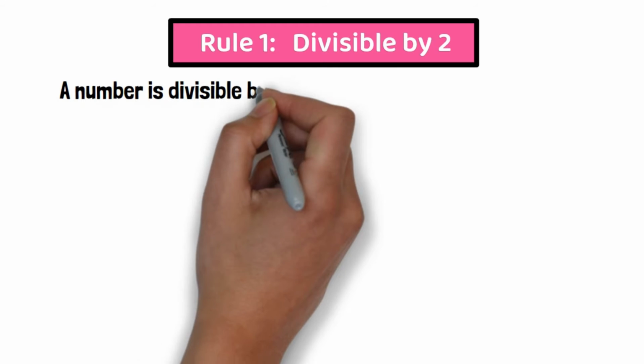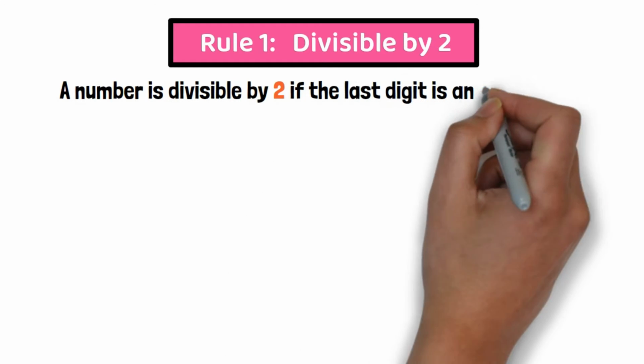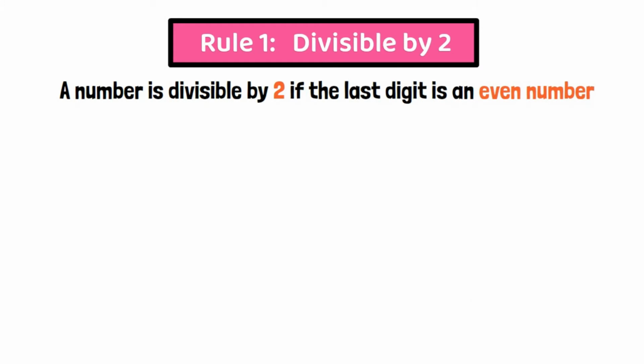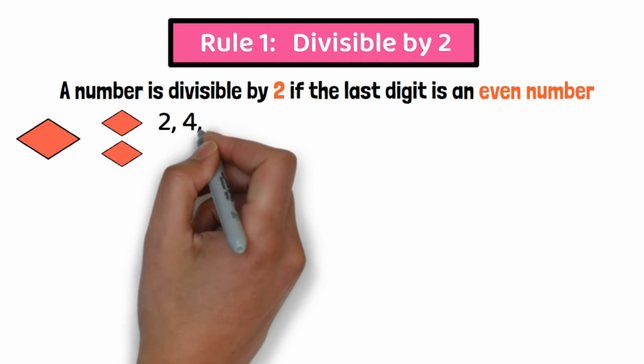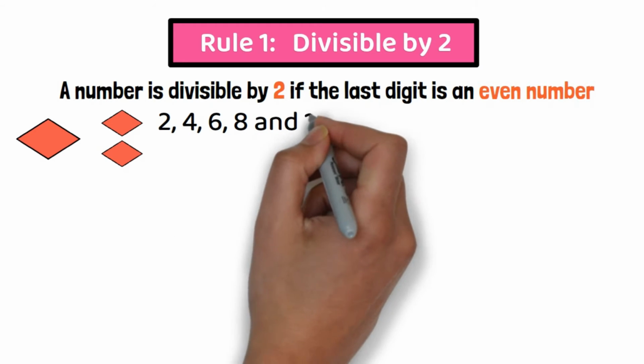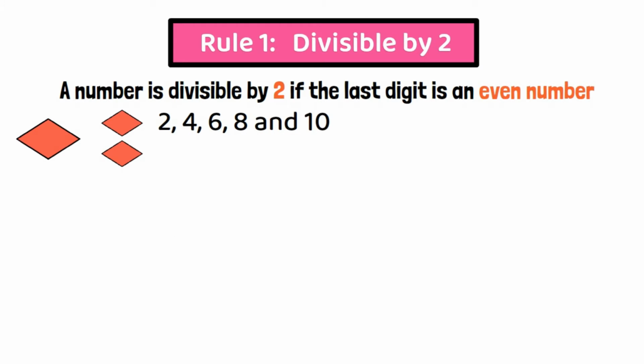Rule 1. Divisible by 2. A number is divisible by 2 if the last digit is an even number. Remember, what is an even number? An even number is a number that can be divided into 2 equal parts. For example, 2, 4, 6, 8, and 10.